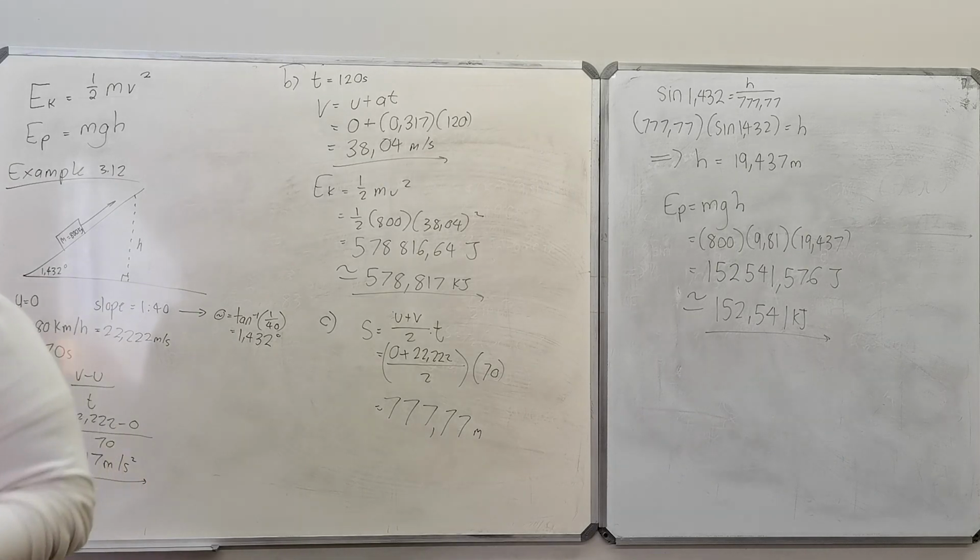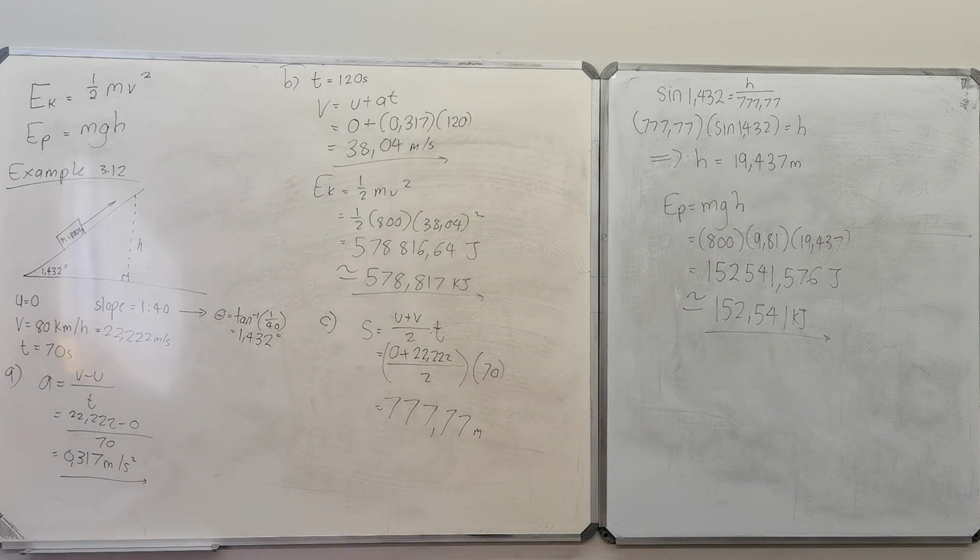Let's see, let's try to think. 317 times 70. Half mv squared. We know the velocity already, 22.2222. But now you're working the velocity for 70 seconds. We got the velocity for 70 seconds, so you just take that answer. You got it, but the number doesn't work out. I'm done trying to think why.